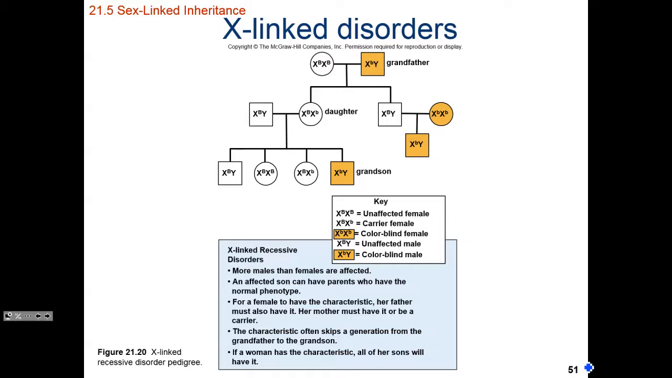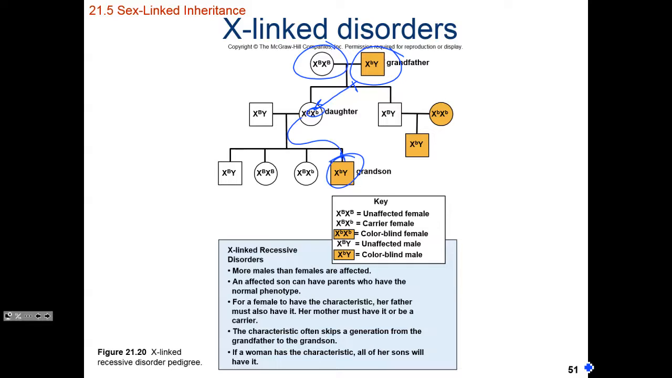So if we look at a pedigree for an X-linked disorder, we can see that grandma is not colorblind, but grandpa is colorblind. And grandpa reproduces, and one of his daughters is a carrier for color blindness. And then this daughter reproduces, and then one of her children will be colorblind as a result.